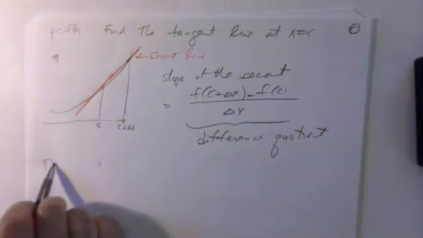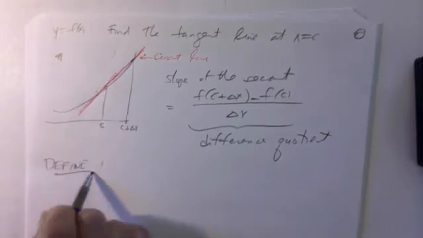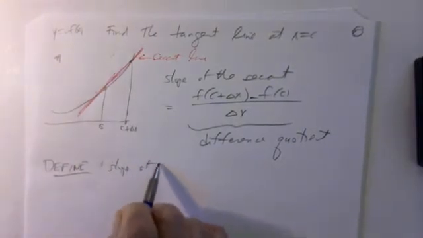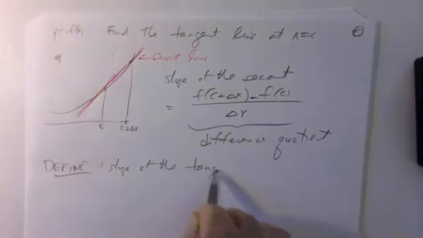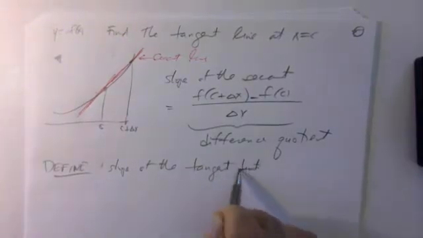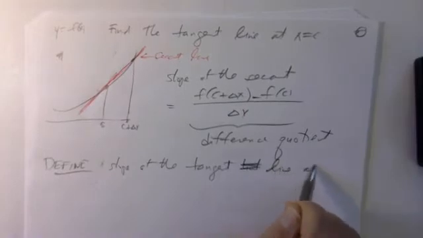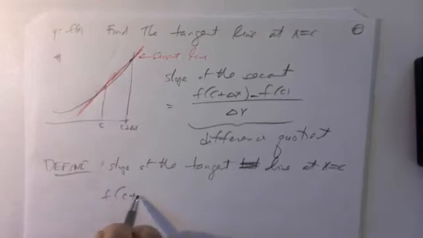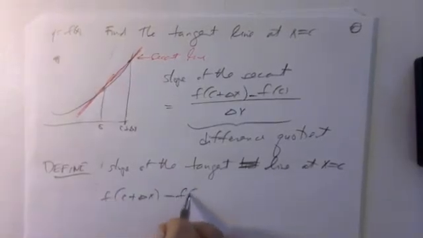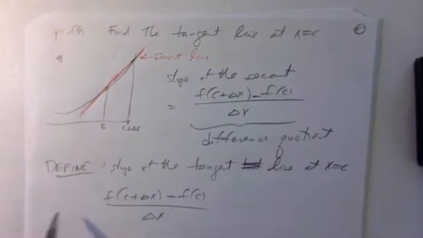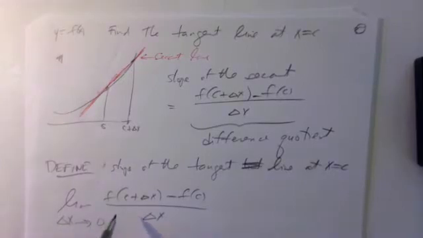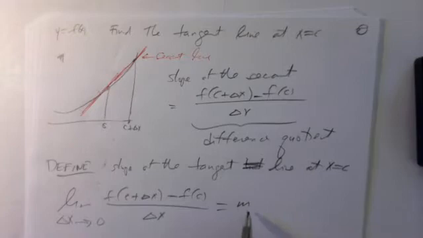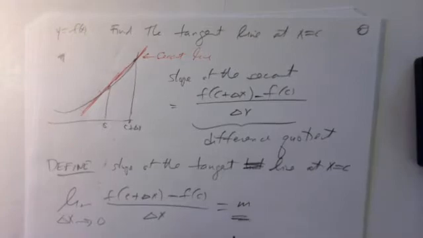And we define, so this is a definition, the slope of the tangent line at x equals c as follows. We take this slope of the secant line, and then we take a limit as delta x goes to 0. And this number is what we will define to be the slope of the tangent line.